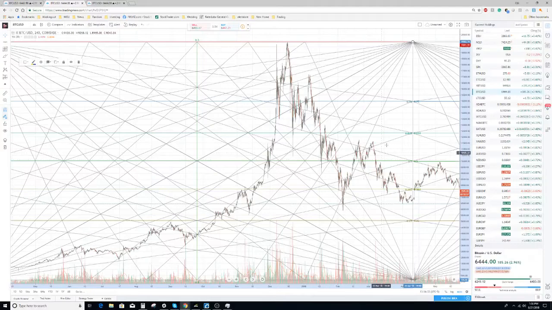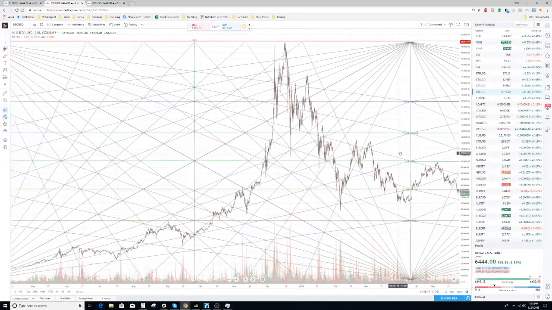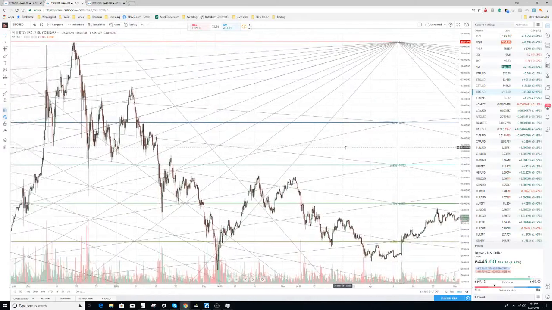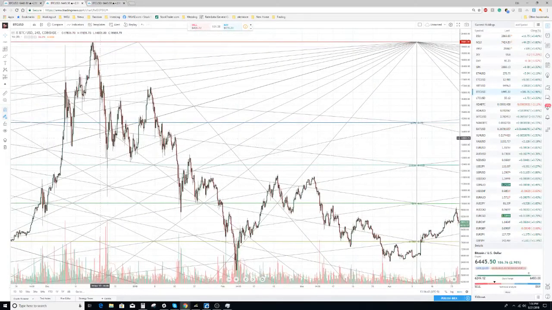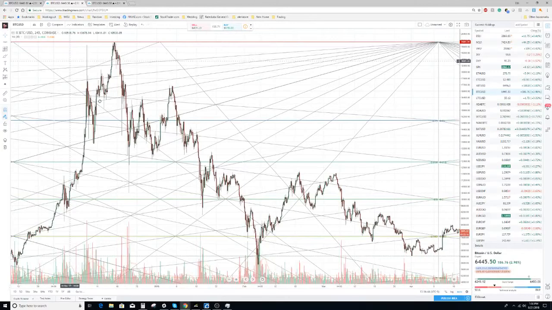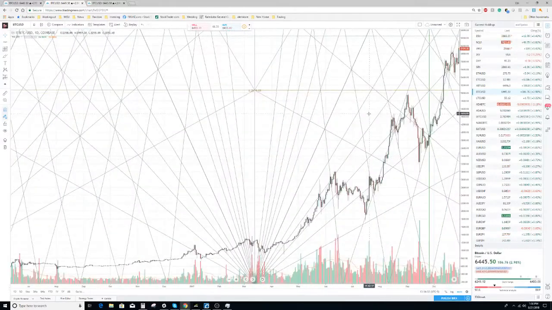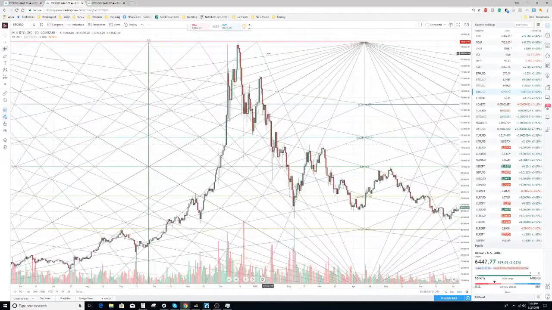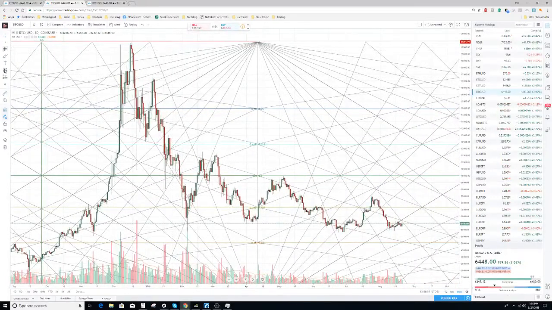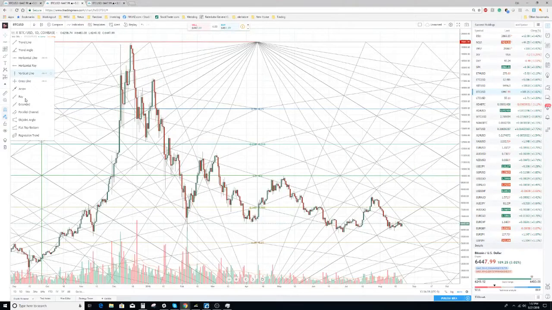And one other thing, I don't think I've ever mentioned this in our crypto room, is the time cycles. And I'm going to give you one right now. This is called the law of vibration. This is something that Gann wrote about, and he purposely kind of made it difficult to get.